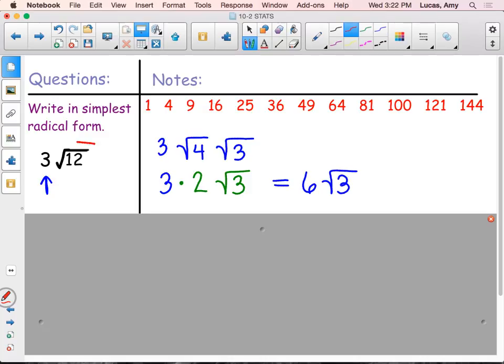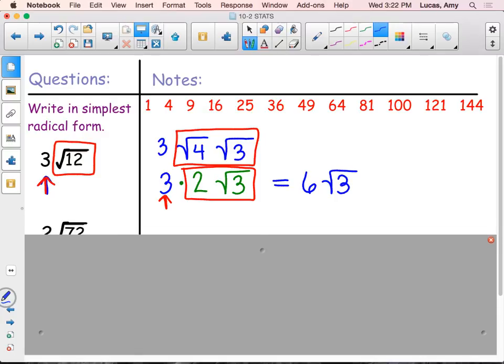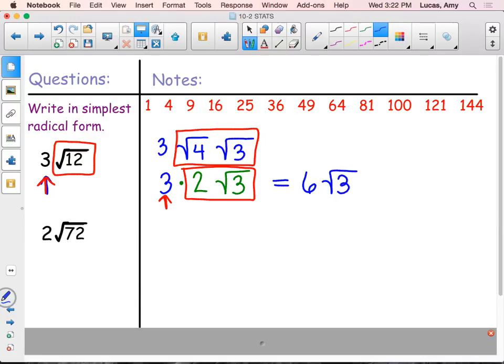So the square root of 12 simplified into 2 times the square root of 3. The 3 that was out in front gets multiplied by the 2 from our simplified radical. So 3 times 2 is 6. The coefficient that's out in front of the square root is now 6. It started with a 3, and our new 2 got multiplied to give us 6.